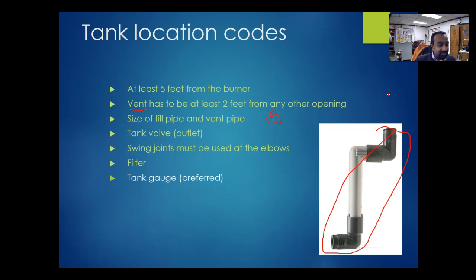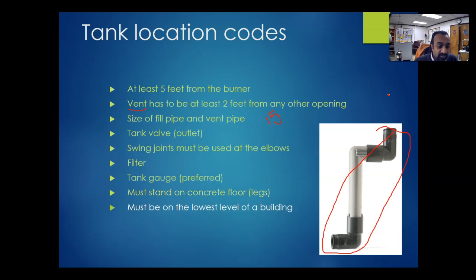If you're going to have a glass gauge, make sure it's going to be on the top, and you can have a glass gauge as long as if that gauge breaks, you do not lose any fuel. The tank must stand on a concrete floor and legs, so you cannot have the tank standing on wood or carpet. Must be on the lowest level of the building. That's obvious because it's going to be very heavy, right?